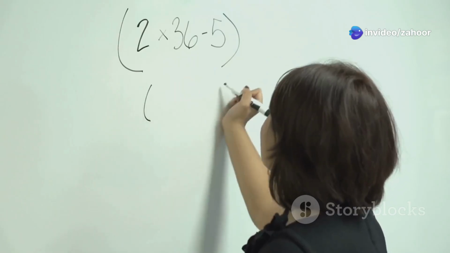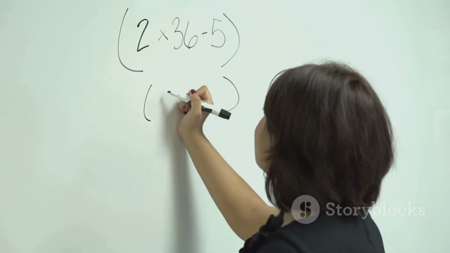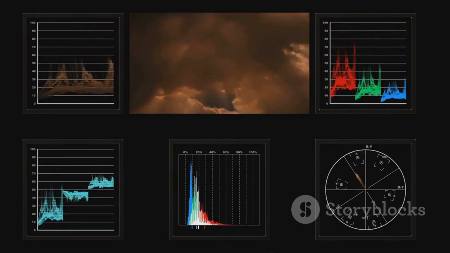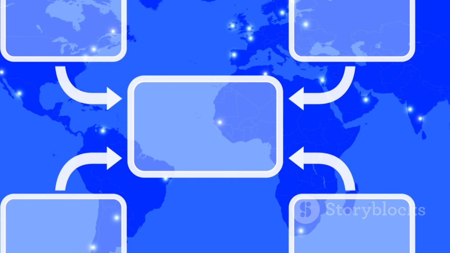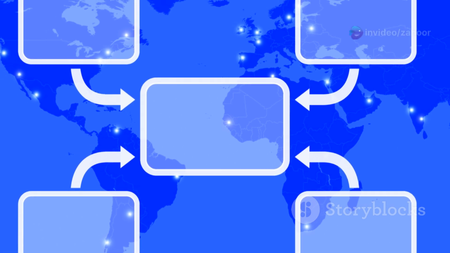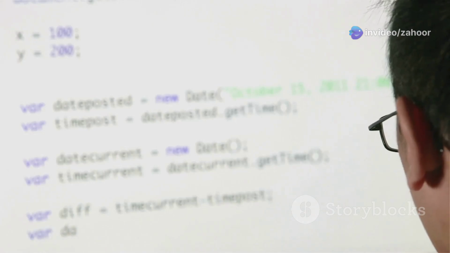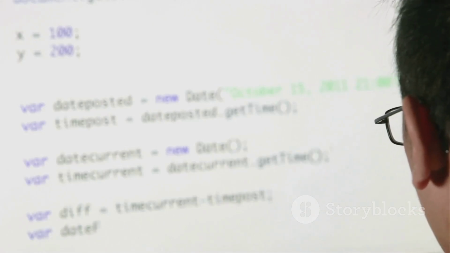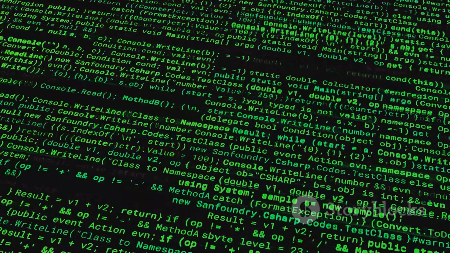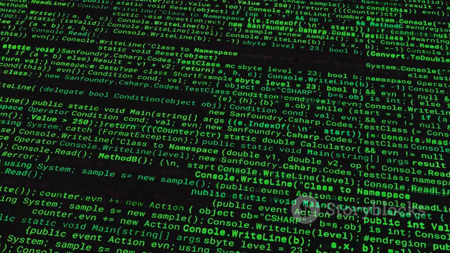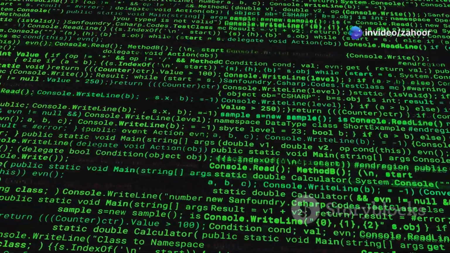We start by creating a mathematical model of the system, which captures its essential behavior and properties. This model represents the system's possible states and the transitions between them. Then, we specify the desired property that we want to verify using a formal language called temporal logic. Temporal logic allows us to express properties that involve time, such as always, eventually, or until.